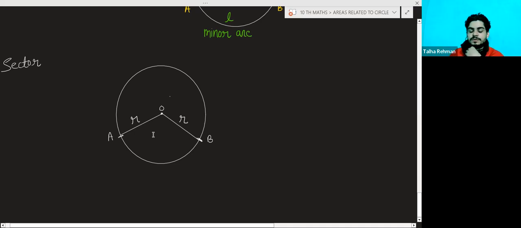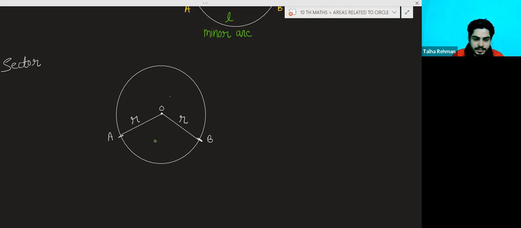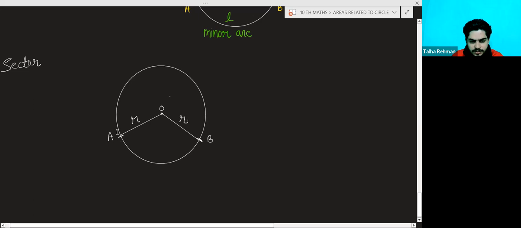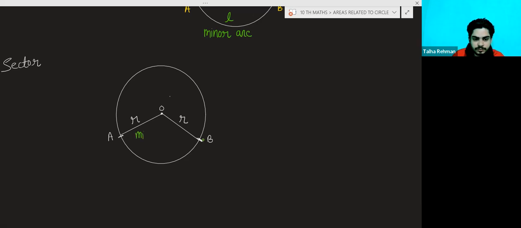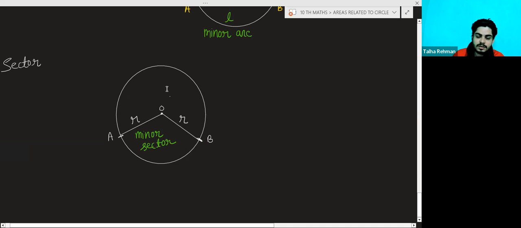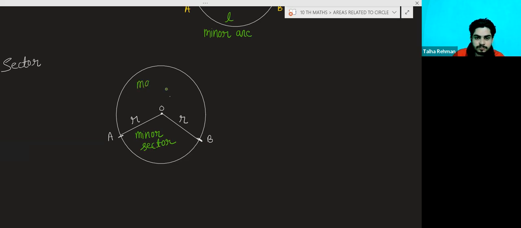So there are two types of sector. One is the major sector and another is the minor sector. This smaller part of the circle is known as the minor sector. OAB is the sector, so this is the minor sector. And this larger part is known as the major sector.